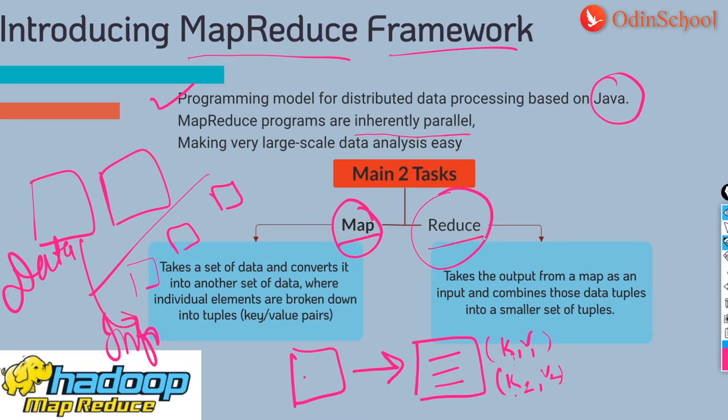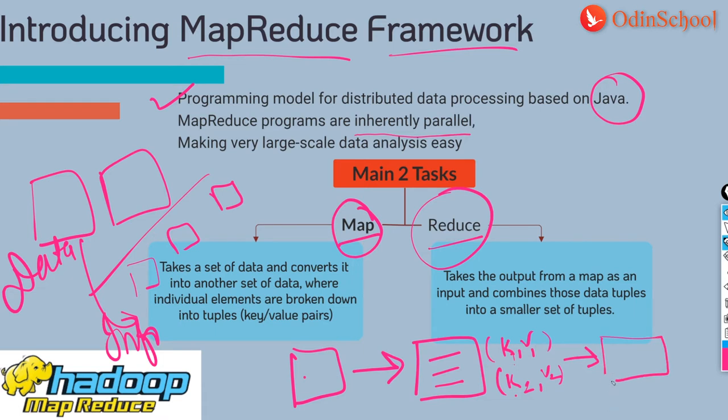Then we have the reduce task. It takes the output from a map, that means these key value pairs, as an input. It will try to combine those data tuples into a smaller set of tuples.